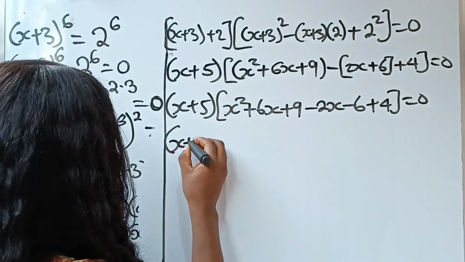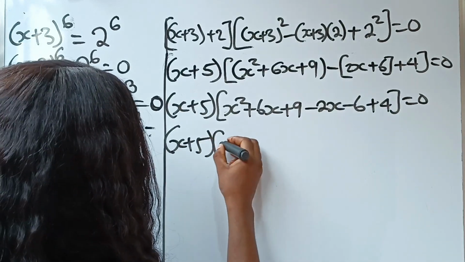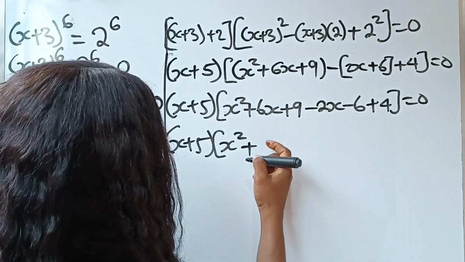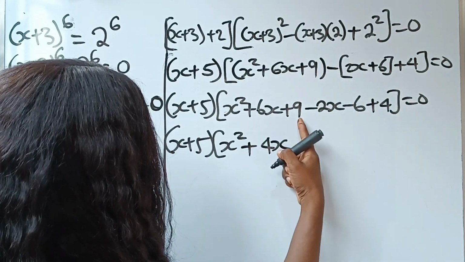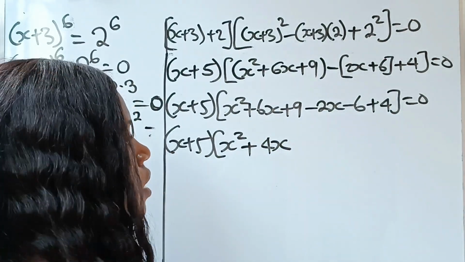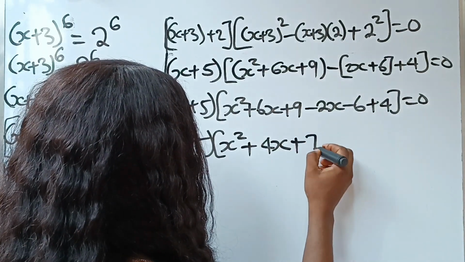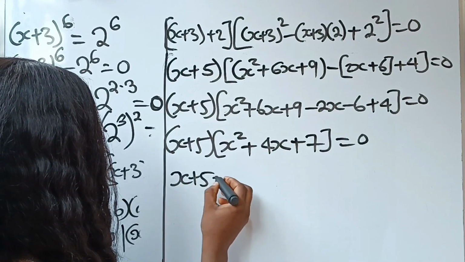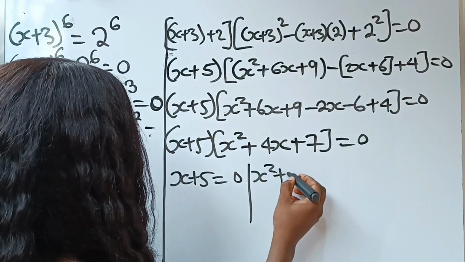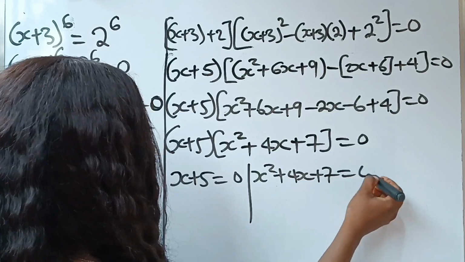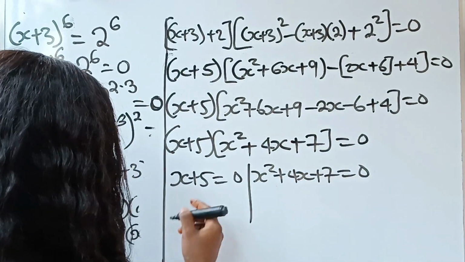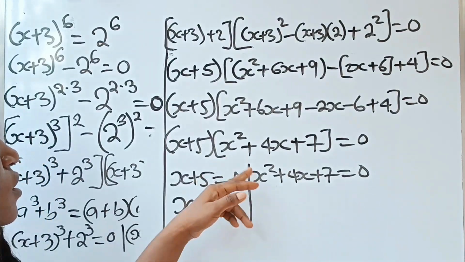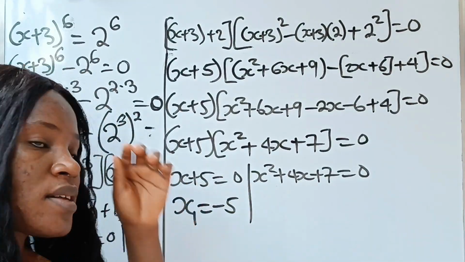Now we have (x + 5), and we have only one x². Let's collect like terms. So we have 6x − 2x, which is 4x, and we have 9 − 6, which is 3, and 3 + 4, which is 7. So we have + 7 is equal to 0. Now here you can see that x + 5 is equal to 0, and x² + 4x + 7 is also equal to 0. So from here we can see that the first value of x is −5. If we transfer this to this side, it becomes −5.